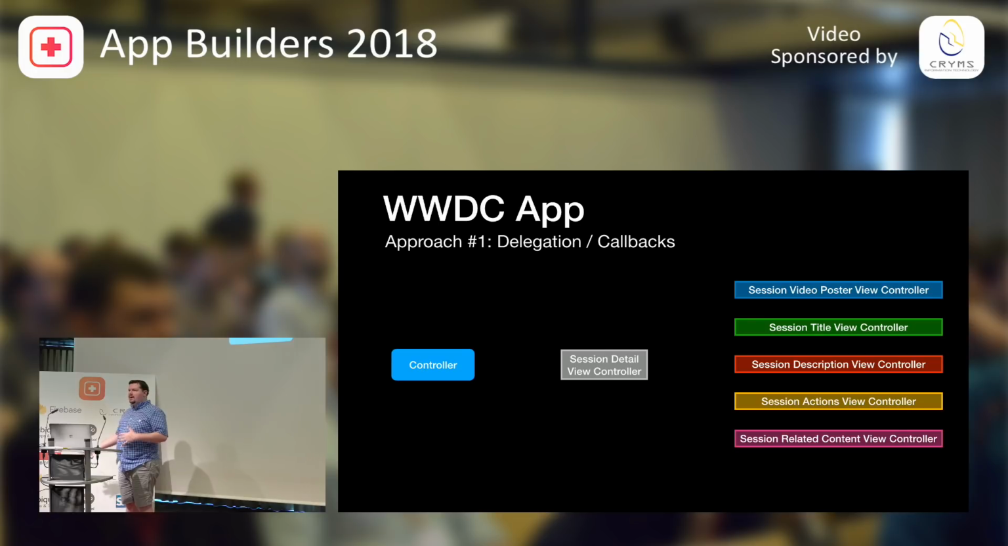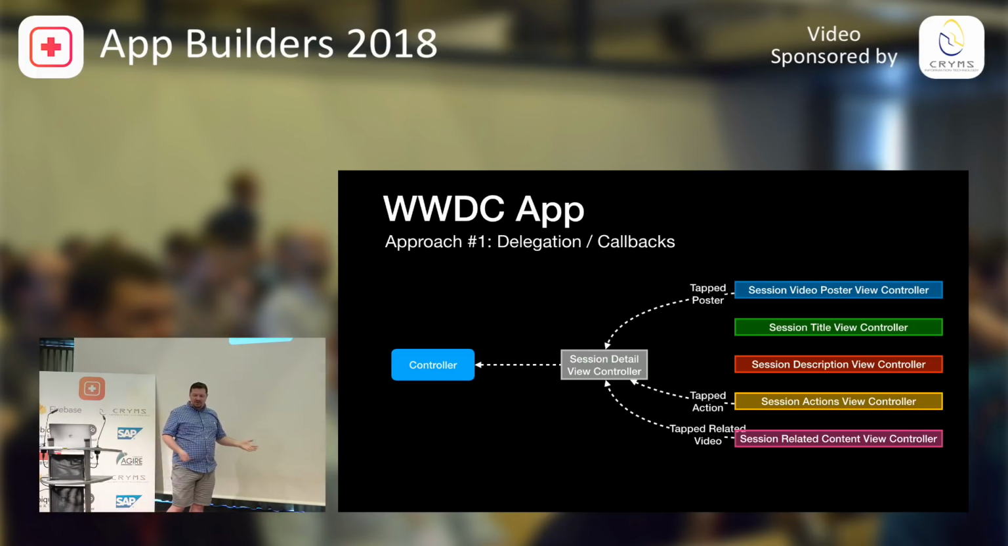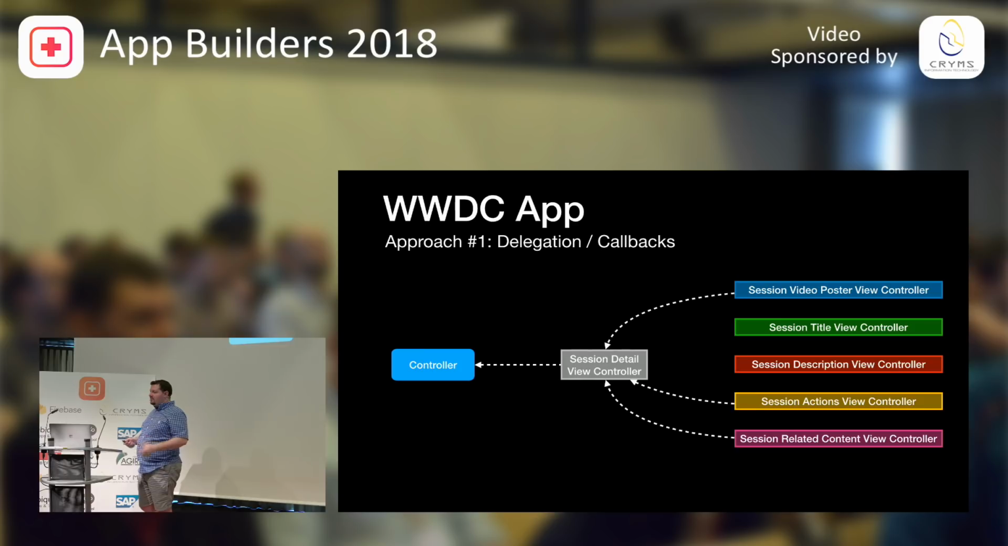Now, when we need to get actions back, one way to do it is by setting up delegates. So our session video poster view controller delegates to the detail view controller, which delegates to a controller, and then we have some action, whether it's tapping a poster or tapping a related video, those get passed up to here. This then recontextualizes what that intent is. So instead of getting a message of just, hey, the user tapped on this button, we're now going to translate that into the intention of, we want to watch a video. And so at each layer, we're dealing with the semantically appropriate way to describe this information.